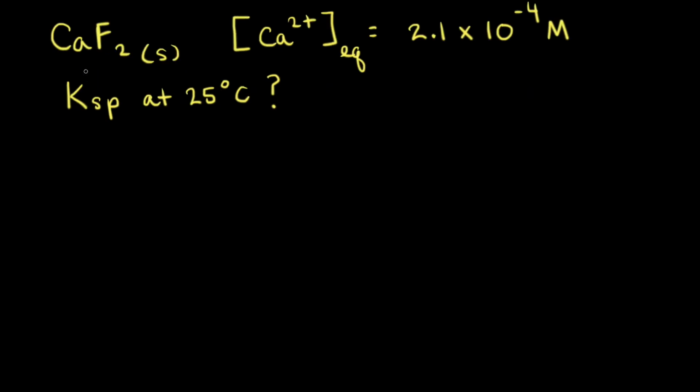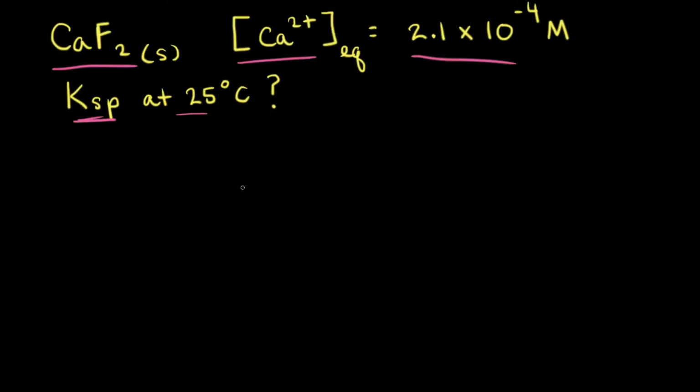Let's say we have some solid calcium fluoride that we add to pure water at 25 degrees Celsius. Eventually, equilibrium is reached, and the equilibrium concentration of Ca2+ ions is measured to be 2.1 times 10 to the negative fourth molar. Our goal is to calculate the Ksp for calcium fluoride at 25 degrees Celsius.